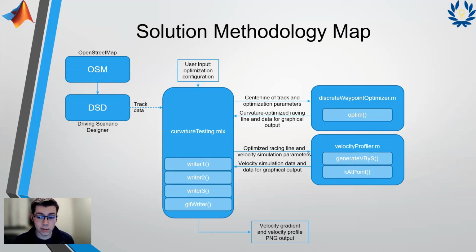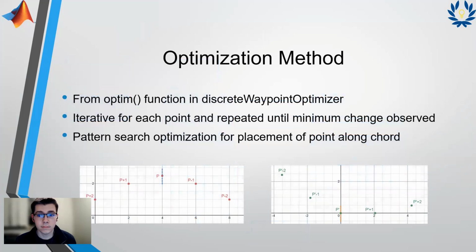And now that we've covered the high-level stuff and a bit of the nitty-gritty, we can go ahead and take a closer look at the optimizer. So within our optimizer, the local optim function is responsible for shifting the points of the track in pursuit of curvature optimization. For each point, the optim function looks at the previous two and the future two.